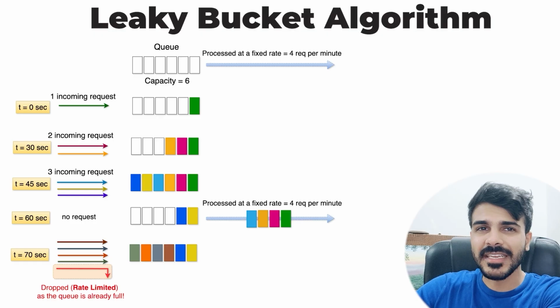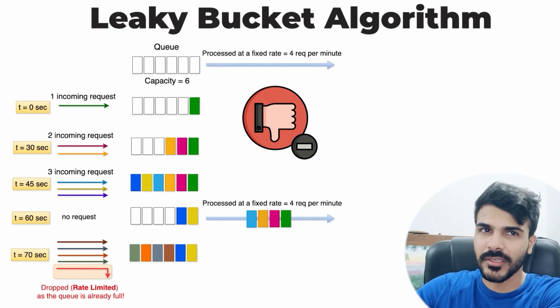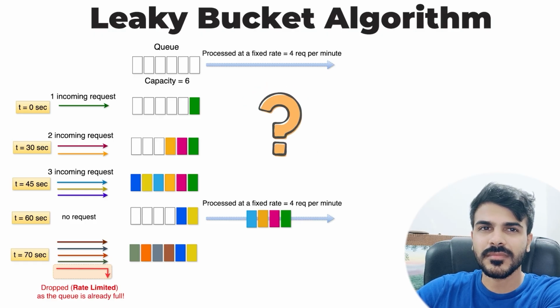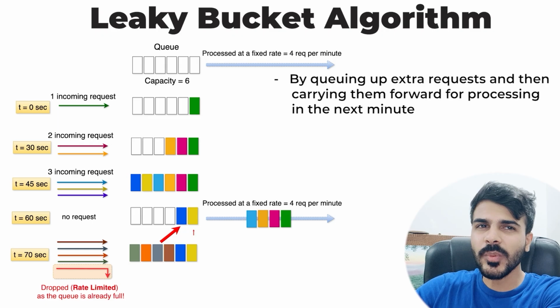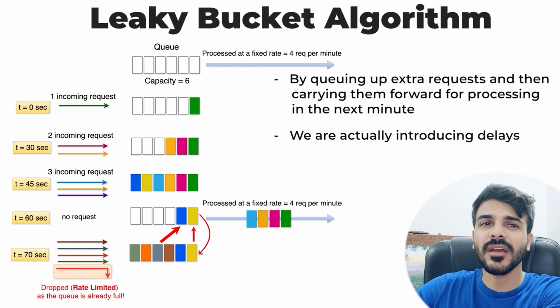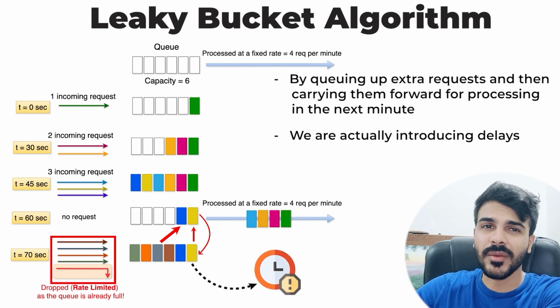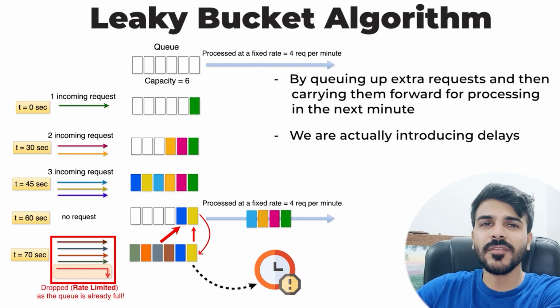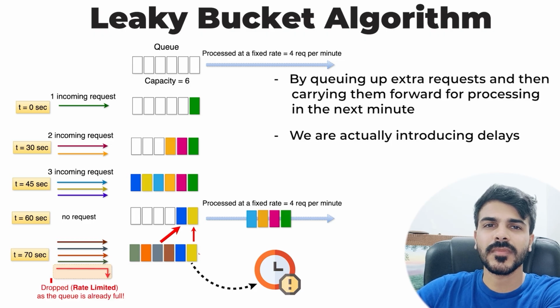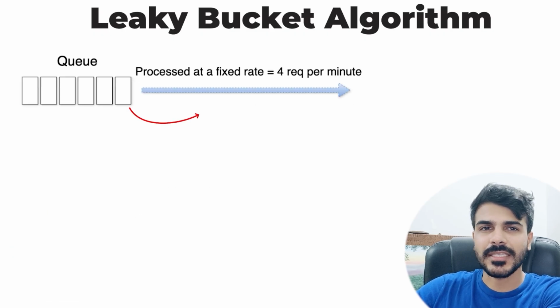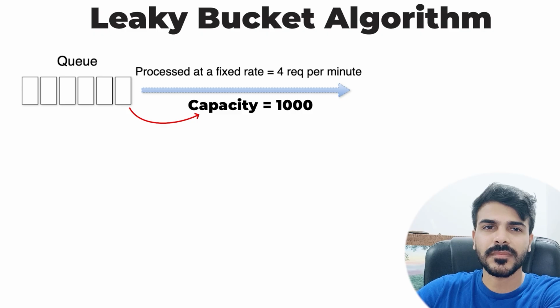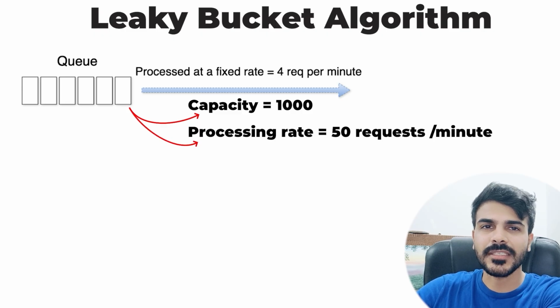However, this thing itself can turn into a disadvantage. How? By queuing up extra requests and then carrying them forward for processing in the next minute, we are actually unintentionally introducing delays for the new incoming requests. Let me give you an example to clarify. Let's say our queue has a capacity of 1000. Also, the processing rate is 50 requests per minute.